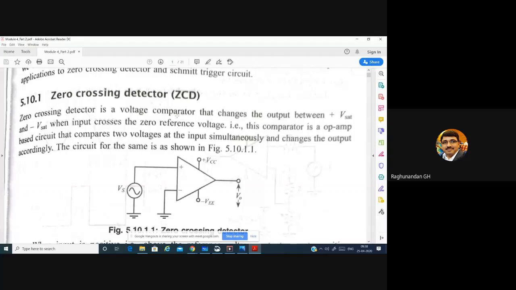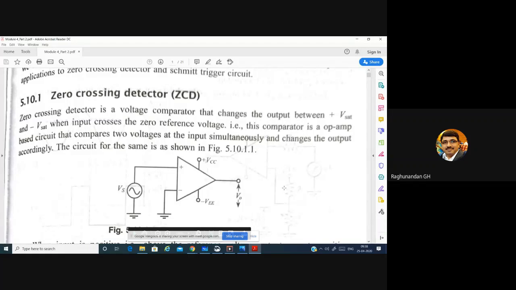Here in the zero crossing detector, it is also a type of comparator, which changes the output between plus V saturation and minus V saturation. According to the saturable property of an op amp, we know that plus VCC is taken as plus V saturation and minus VEE is taken as minus V saturation.